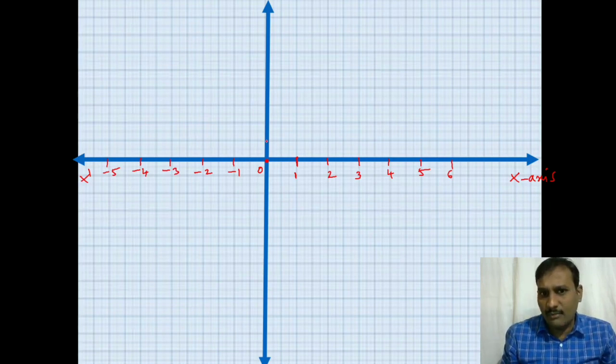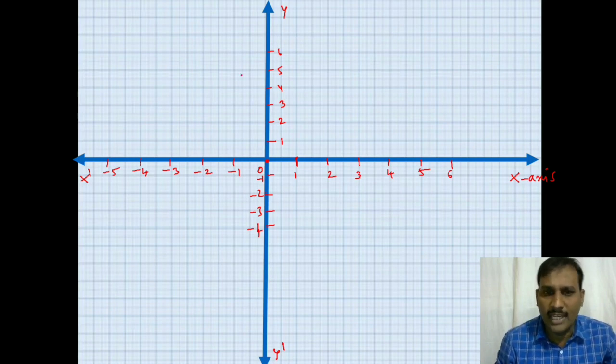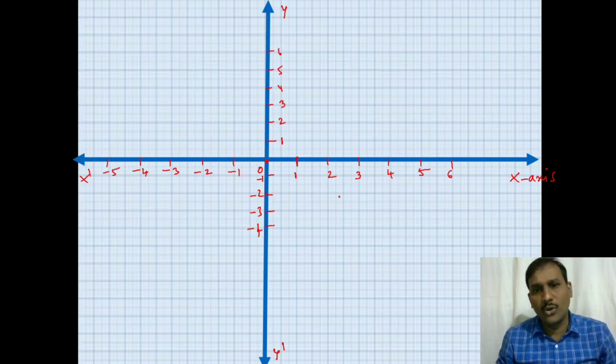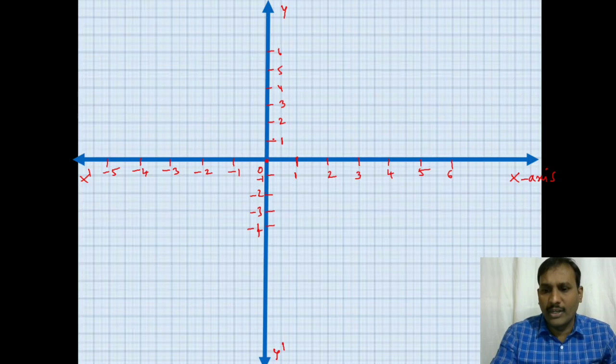And when you take the vertical number line, this is called the y-axis. This is y and this is y dash. On y, the positive numbers are 1 2 3 4 5 6 etc., and here also it is -1 -2 -3 -4. So when you go down they are negative numbers, when you go up they are positive numbers. And on the x-axis when you go right they are positive, when you go left they are negative. Both the axes meet at a point called the origin, and it is denoted by 0 comma 0.